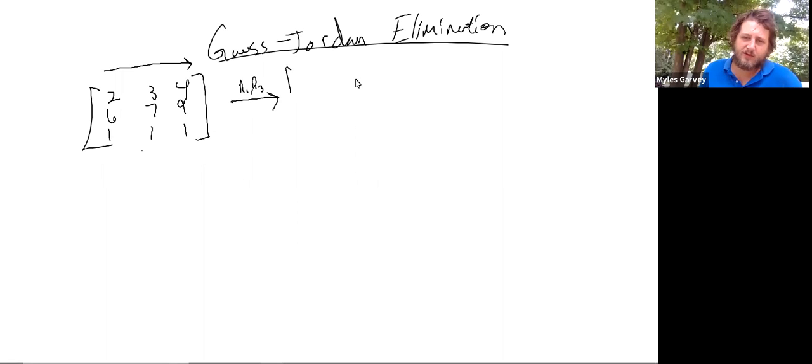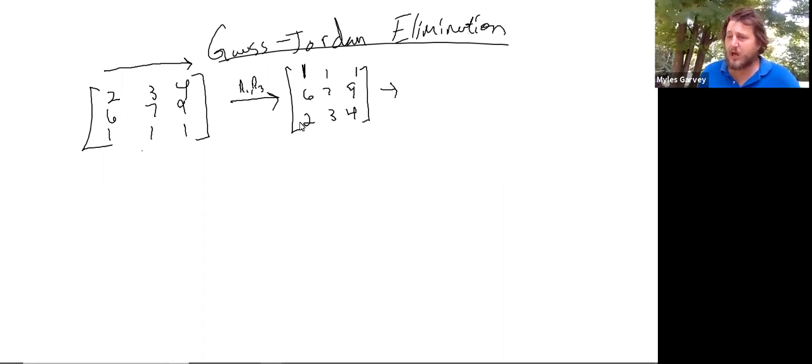So we have 1, 1, 1, 6, 7, 9, and 2, 3, 4. Next, turn these to 0. Remember, once you get a 1 here, the next step is to turn all the other numbers in that column, to 0. We call this a pivot, by the way. And the way we do that is by looking at scalar multiples.